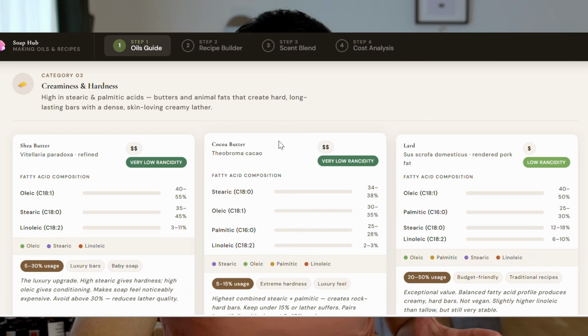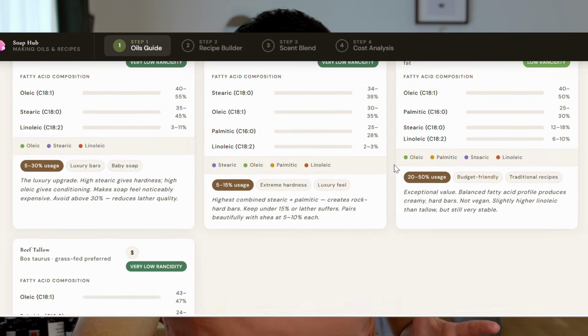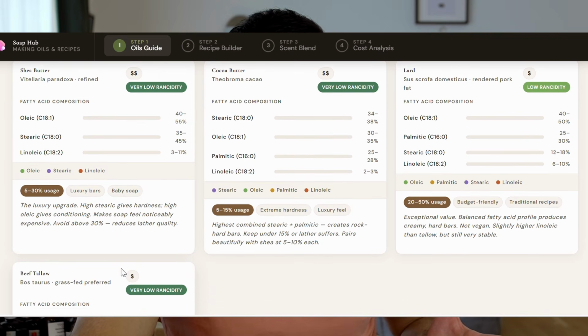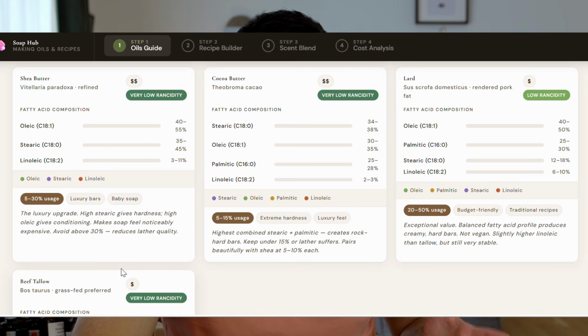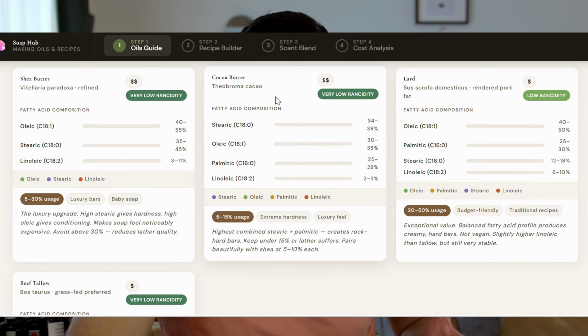Creaminess and hardness category. Here we have a lot. We have shea butter, cocoa butter, lard, beef tallow. They're all great oils, but of course, some people prefer beef tallow and lard because you can basically buy them very cheap, render them yourself, and use them in soap making. While shea, and especially now cocoa butter, can be a bit more expensive.